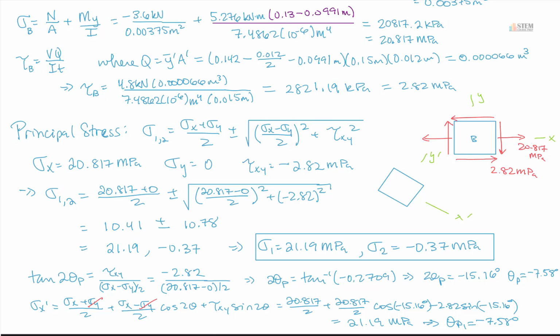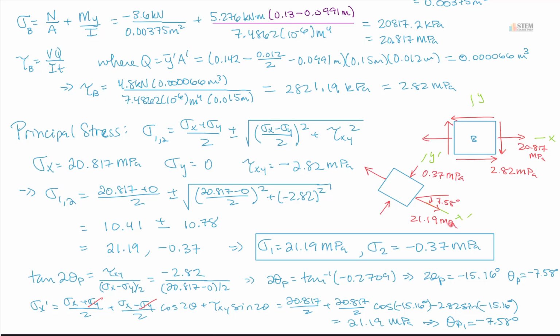And let's go ahead and draw our stresses here. So let's see, we got this one, and that is our sigma 1. So 21.19 megapascal goes there and there. And then the sigma 2 will be on the other faces. Now that one's negative, right? So we're going to have negative going down, then up into there. So that'll be 0.37 megapascal. And then we can put this angle here is 7.58 degrees.